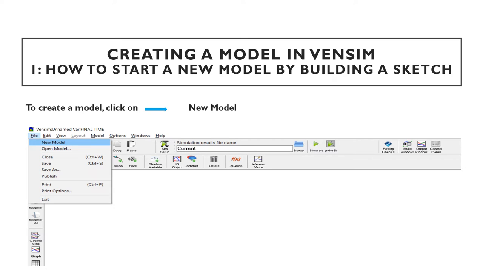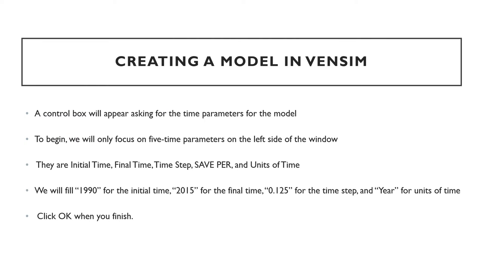To create a model, you click on File and then New Model. A control box will appear asking for the time parameters for the model. To begin, we will only focus on 5 time parameters on the left side of the window. They are 1. Initial time, 2. Final time, 3. Time step, 4. Save per, and 5. Units of time. We will fill 1990 for the initial time, 2015 for the final time, 0.125 for the time step, and year for units of time. Click OK when you finish.